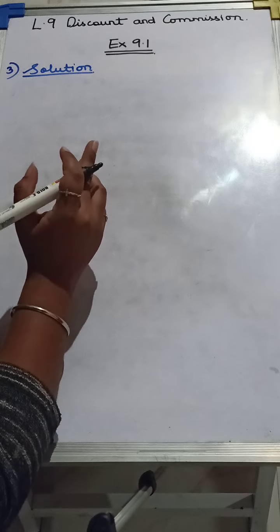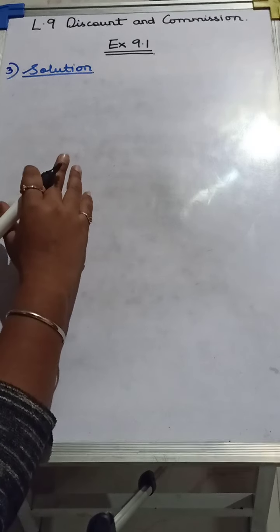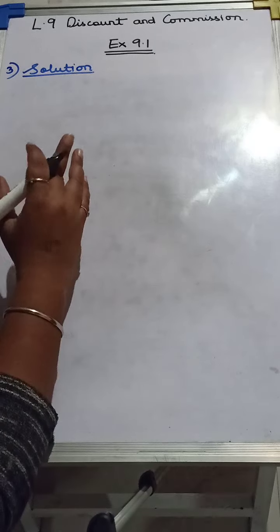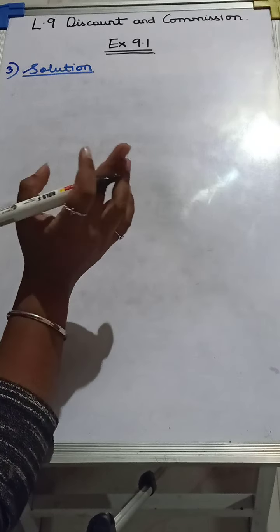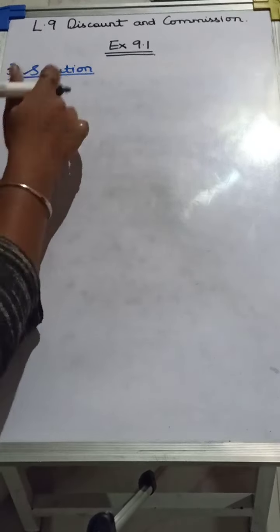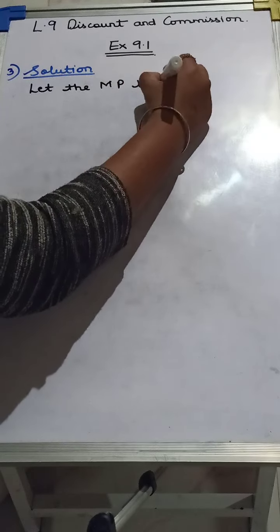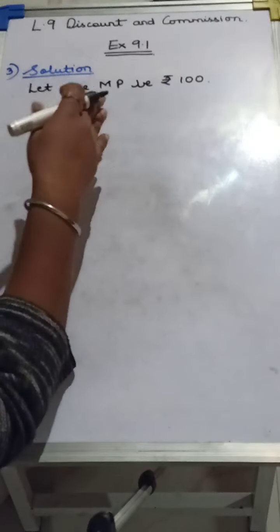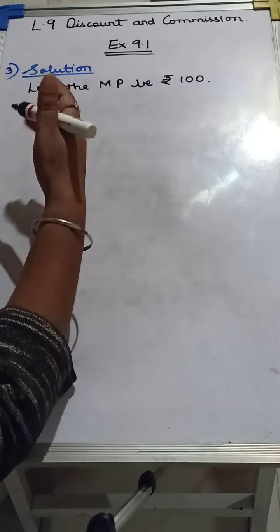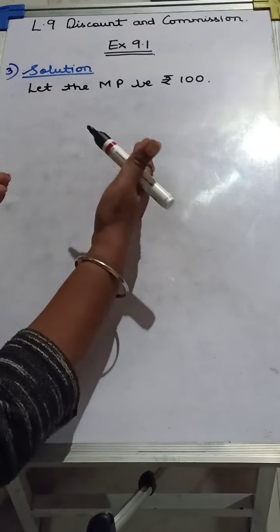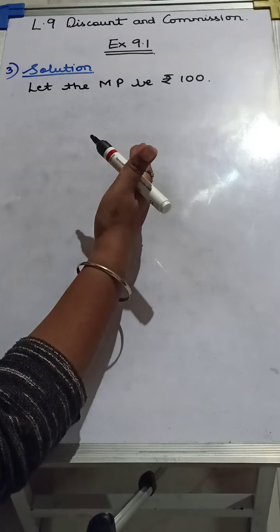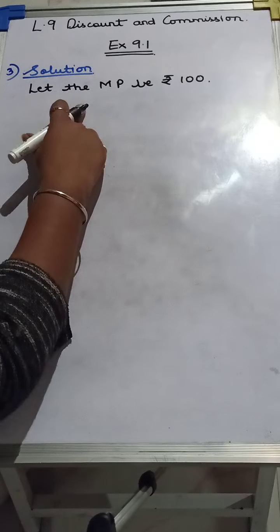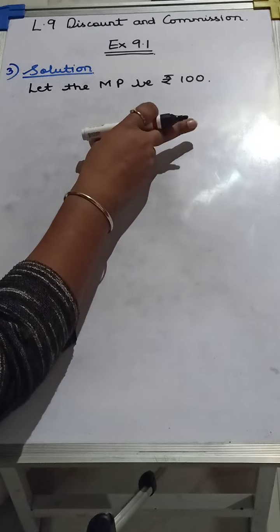So first thing we need to write here is we need to assume the marked price. We don't know the marked price, but we need to assume the marked price here. So first thing we will write here, let the marked price be rupees 100. This is what we are assuming, because once we know what will be one side of the marked price, the other side we can easily find. You all will come to know in the remaining sum. Okay, so let the marked price be rupees 100.